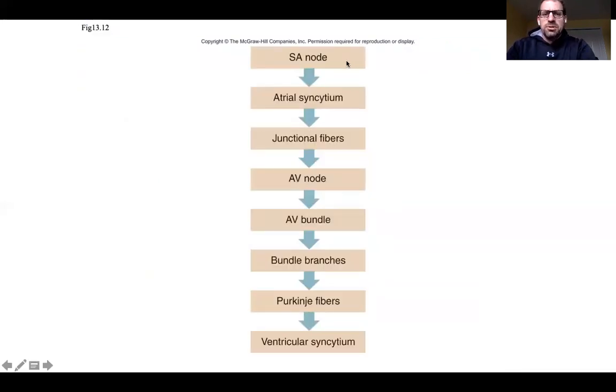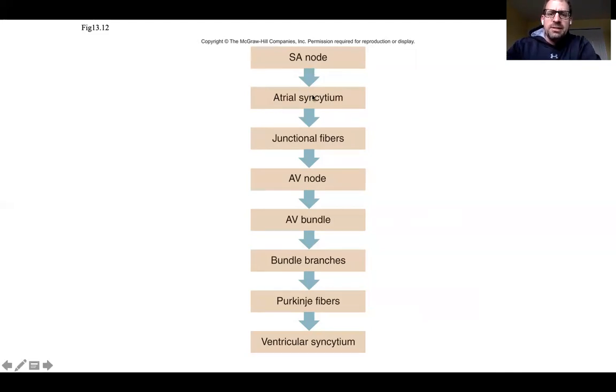So your signal that starts the heartbeat starts at the SA node, travels through the atrial syncytium. That's what we refer to all the cells of the atria as a syncytium, which is basically a coordinated group that all acts together as one. So all the cells of the atria act together as one big cell. They all contract at the same time.